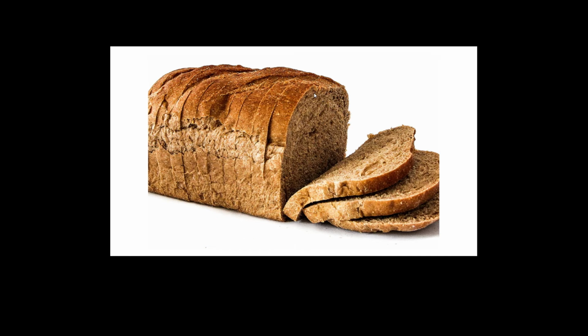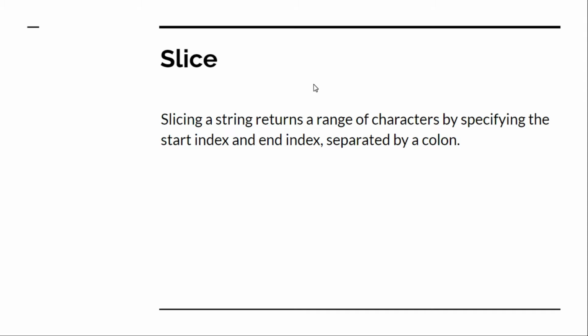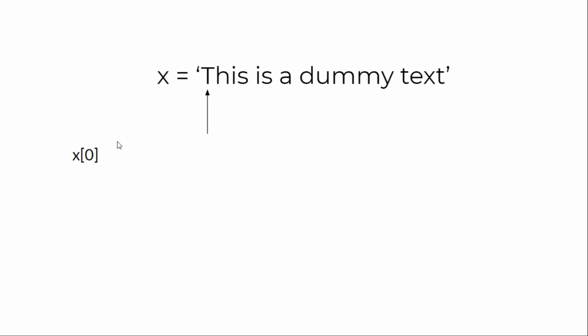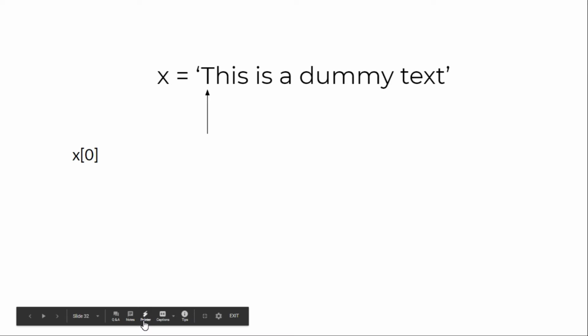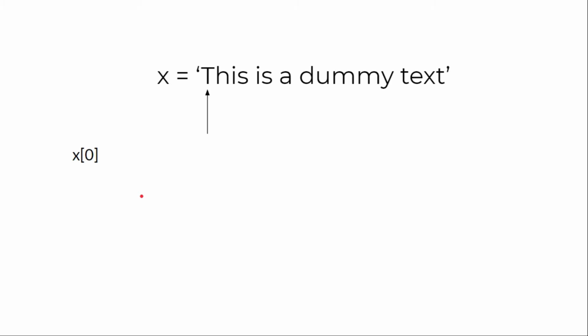Slicing a string returns a range of characters by specifying the start index and end index separated by a colon. What does that mean? So let's see. The syntax of writing slice is not exactly but similar to that of writing arrays. In arrays we use indexing to select a specific value. Similarly in strings we use indexing for slicing. So we have a string in here and writing x square bracket 0 will give us the very first item on the string, that is uppercase T. This syntax is similar to writing a particular value of an array.